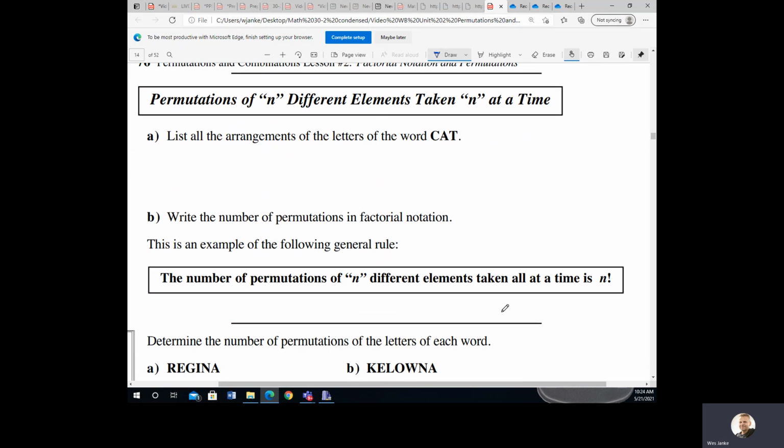Okay, permutations of n elements taken n at a time. So list all the arrangements of the word cat. So we have C-A-T, or we have C-T-A. We have A-C-T, or A-T-C. We have T-A-C, or we have T-C-A.